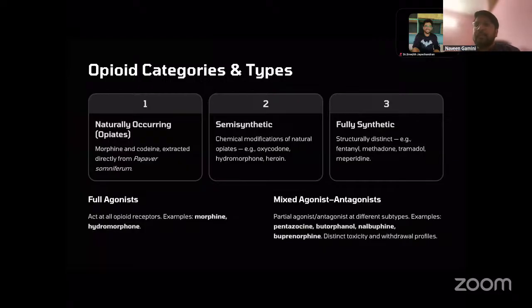Next, the opioid category and types. So we have three types of opioid categories. That is first, naturally occurring, that is the opiates, and then semi-synthetic and fully synthetic. The naturally occurring, as we discussed, are directly extracted from Papaver somniferum, both the morphine and the codeine. Whereas semi-synthetic are the ones which are the chemical modifications of this naturally occurring.